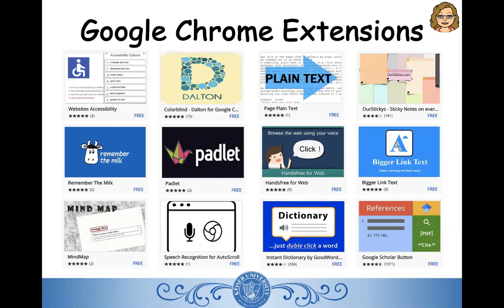In a moment I'm going to show you how simple it is to download an extension, but by literally the click of a button, you can access these extensions, and a student who maybe has color blindness could see more colors. The page plain text takes out all extraneous information from a web page except for the text. And I will go ahead and share this one so I can show you how that looks.